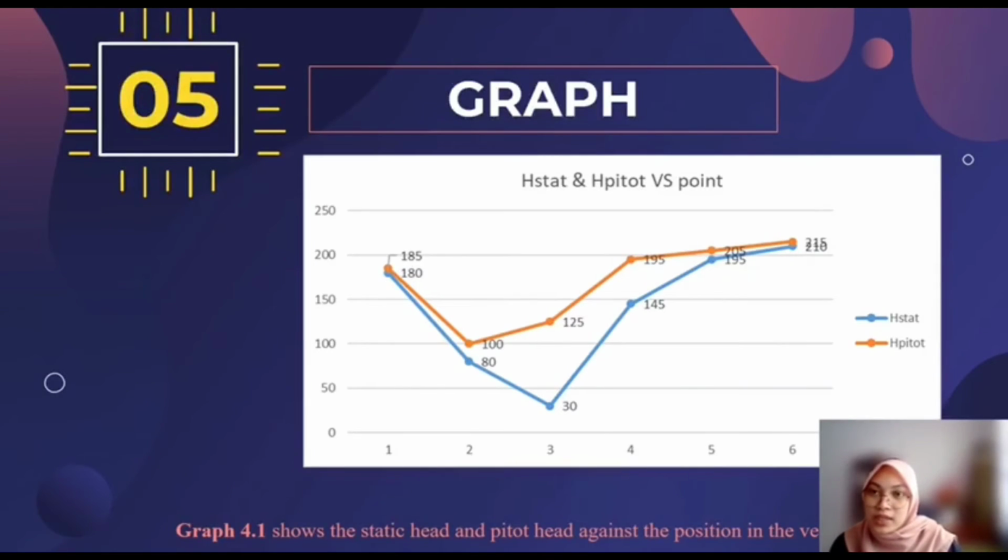Assalamualaikum warahmatullahi wabarakatuh. My name is Karinisa binti Azmi. My ID number is MA19102. Now I'm going to present about the graphs.